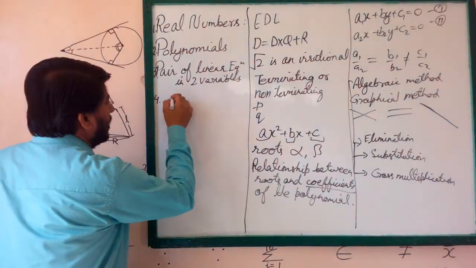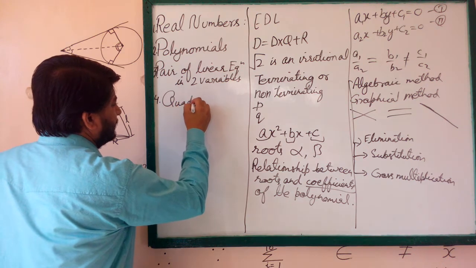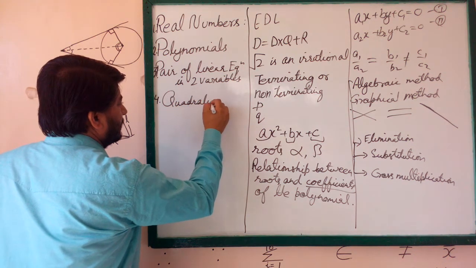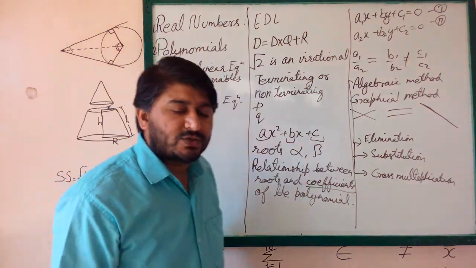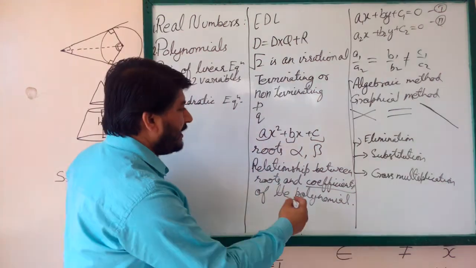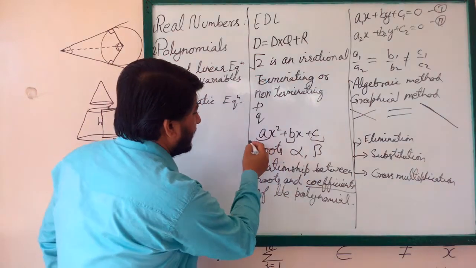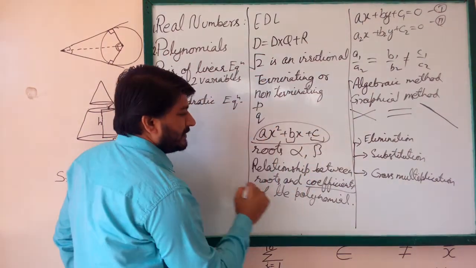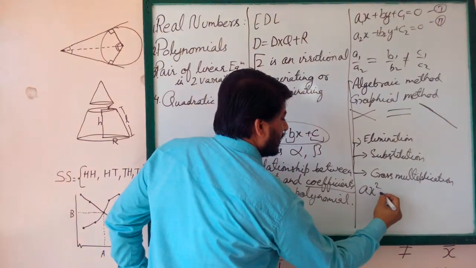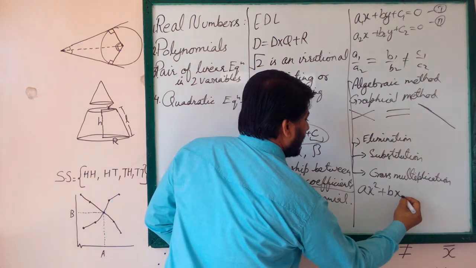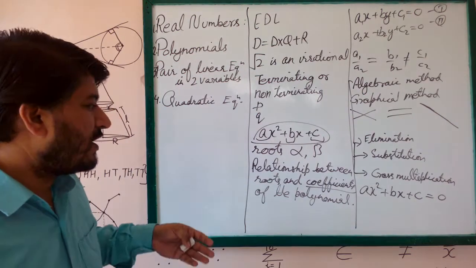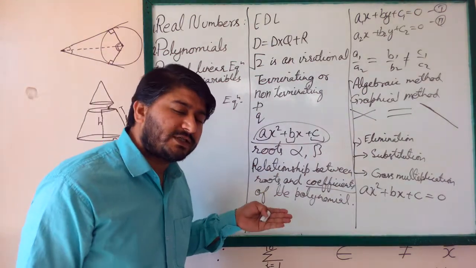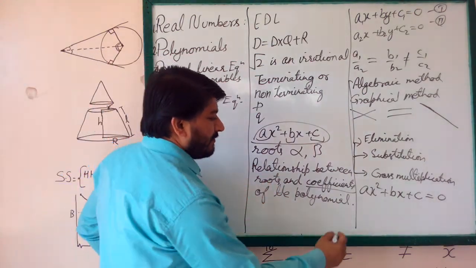And the fourth chapter is quadratic equations. In this quadratic equations chapter, you will be dealing again with what we dealt with in chapter 2, ax square plus bx plus c equal to 0. This time it's an equation, and you need to find the roots of this quadratic equation by different methods.